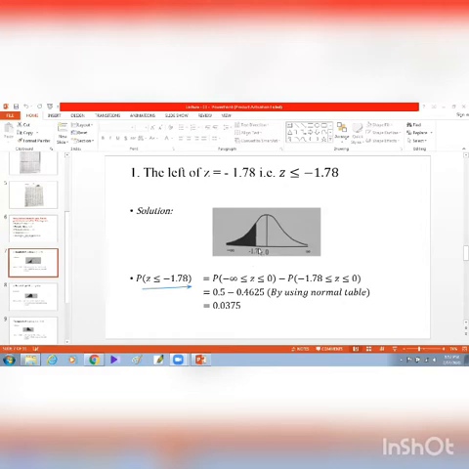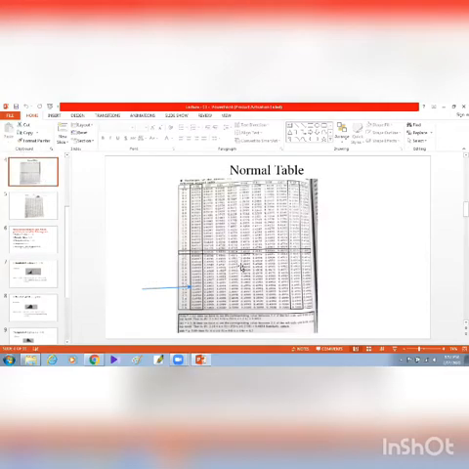And minus 1.78 to 0 is 0.4625, and we get this value from the normal table. From the normal table, if we want to determine the probability value for 1.78, then we will get it here.